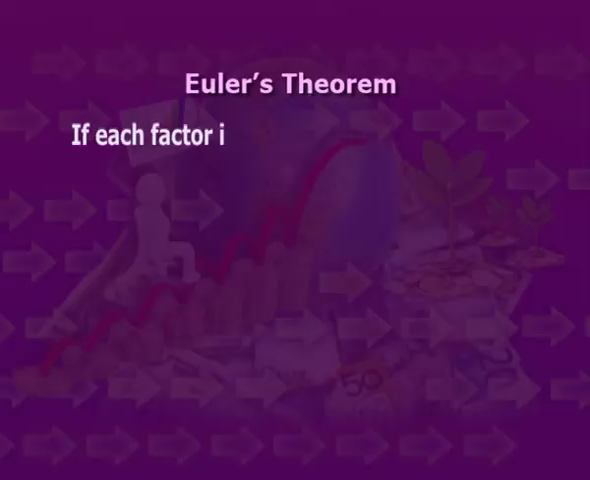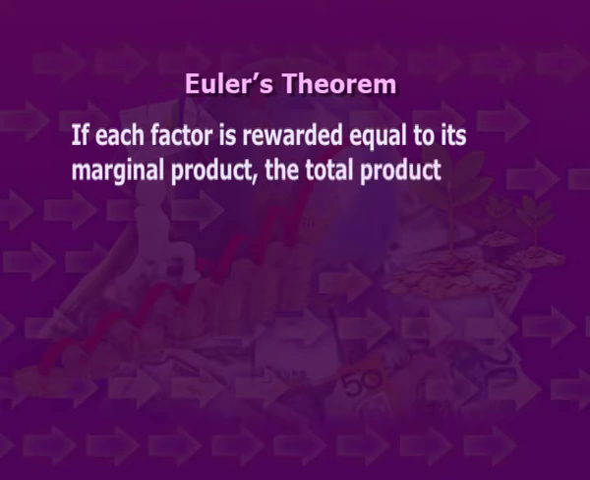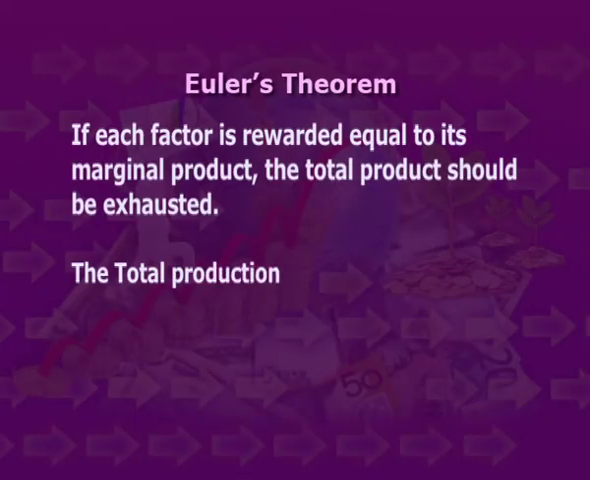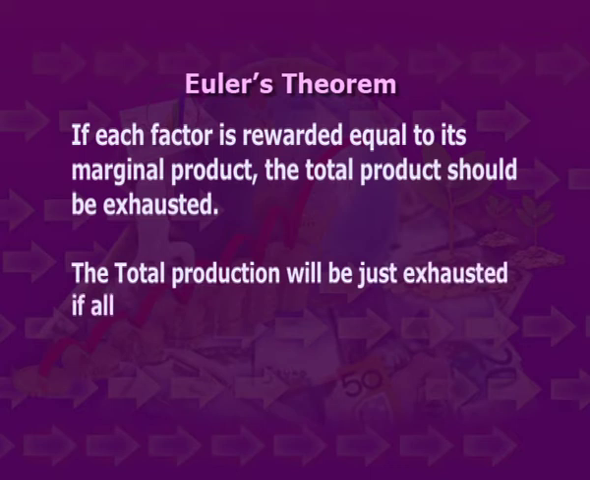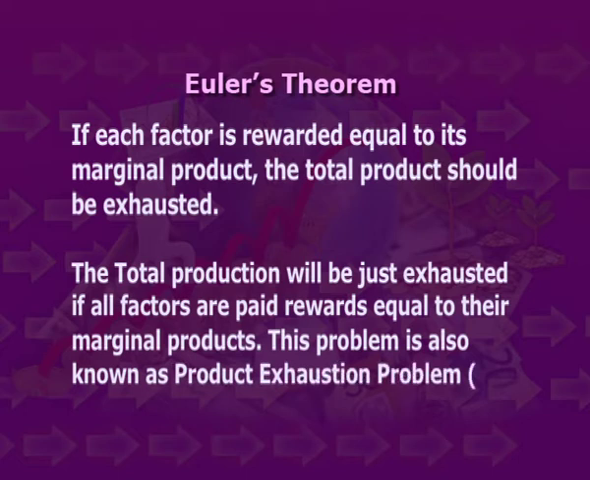According to Euler's theorem, if each factor is rewarded equal to its marginal product, the total product should be exhausted. It means that there is neither surplus nor deficit. Here we assume constant returns to scale in production. In other words, the total production will be just exhausted if all factors are paid rewards equal to their marginal products. This problem is also known as the product exhaustion problem, that is PES.